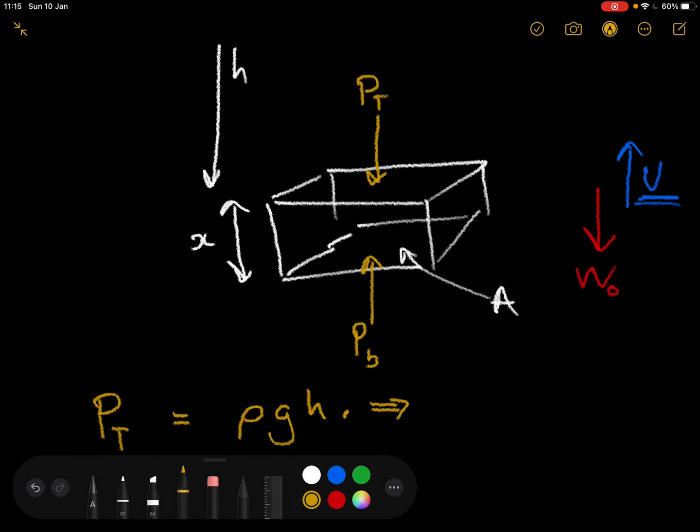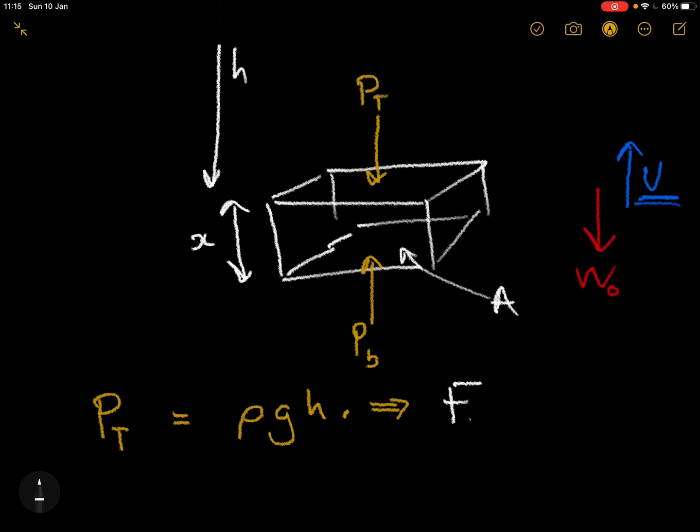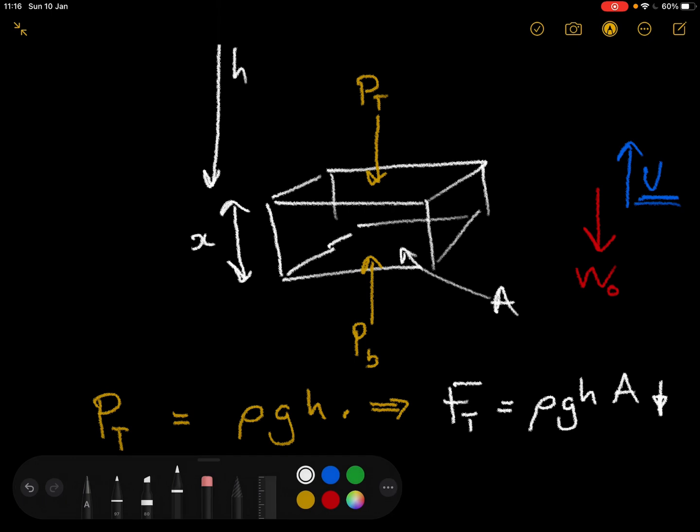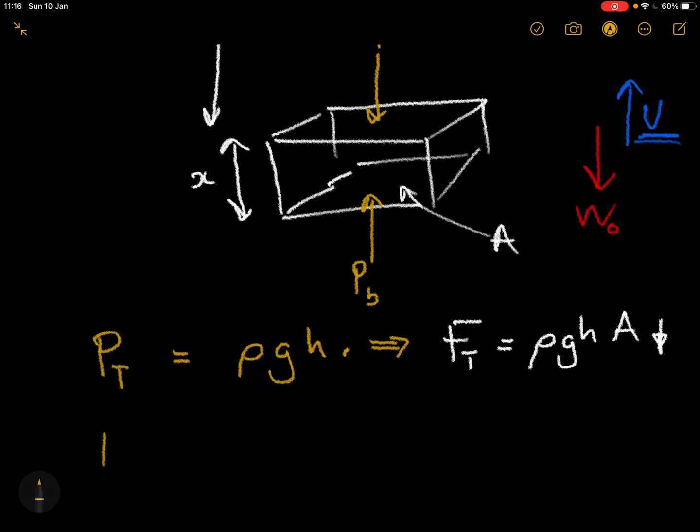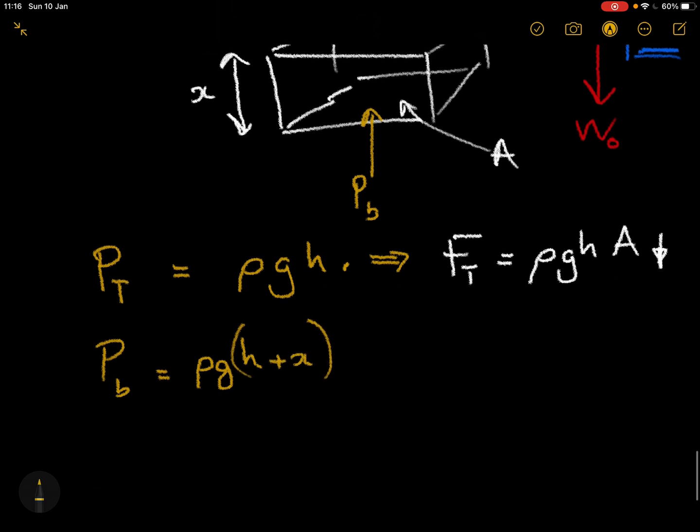And that leads us to the idea that the force on the top of this box is rho g h A, because force is pressure times area. So we've now got the pressure. This is the force here, and it's acting downwards. We think of the pressure that's on the bottom of the box. Well, this is now rho g (h plus x).